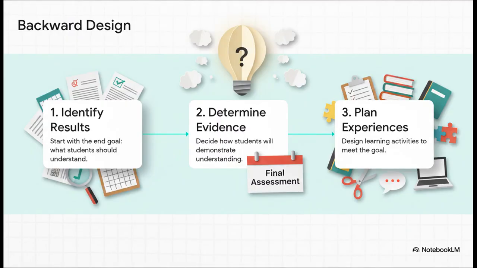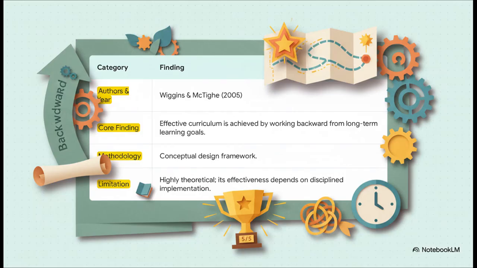And this whole process is just brilliantly logical. It breaks down into 3 stages. Stage 1, you nail down your desired results, those big, meaty, essential understandings. Stage 2, and this is the really critical part, you figure out what counts as evidence that your students actually got it. This means you're designing your final test or project before you even think about your first lesson. I know, right? And only then, once you've done all that, do you get to stage 3, where you plan the day-to-day learning experiences.